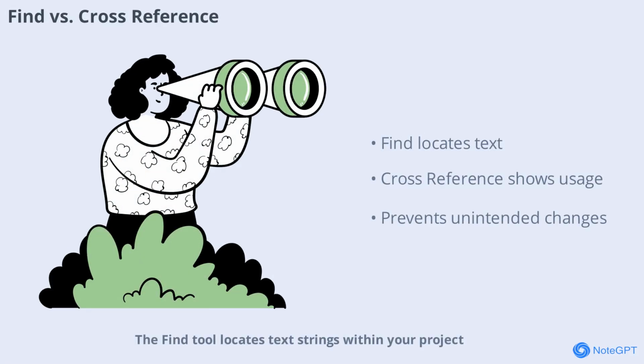The find tool locates text strings within your project, but the cross-reference tool is far more powerful. It shows exactly where a variable is used and whether it is being read or written. This feature is invaluable for understanding complex logic and ensuring that changes do not have unintended consequences. Always use cross-reference when analyzing critical signals like motor start commands.